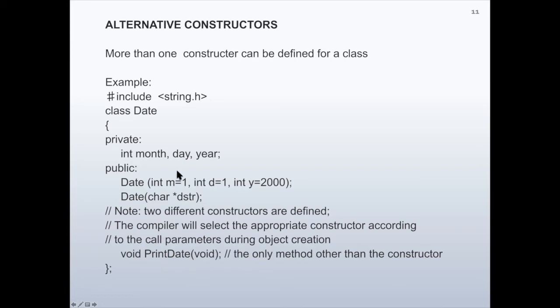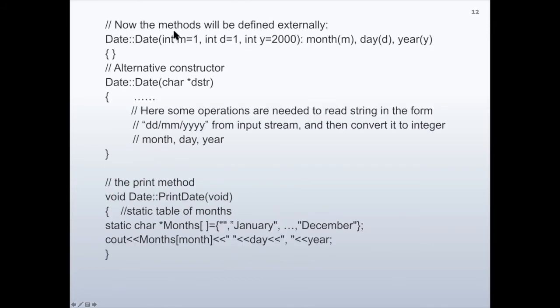So this is the end of the declaration of the date class. Now the methods will be defined externally. We are going to implement them.